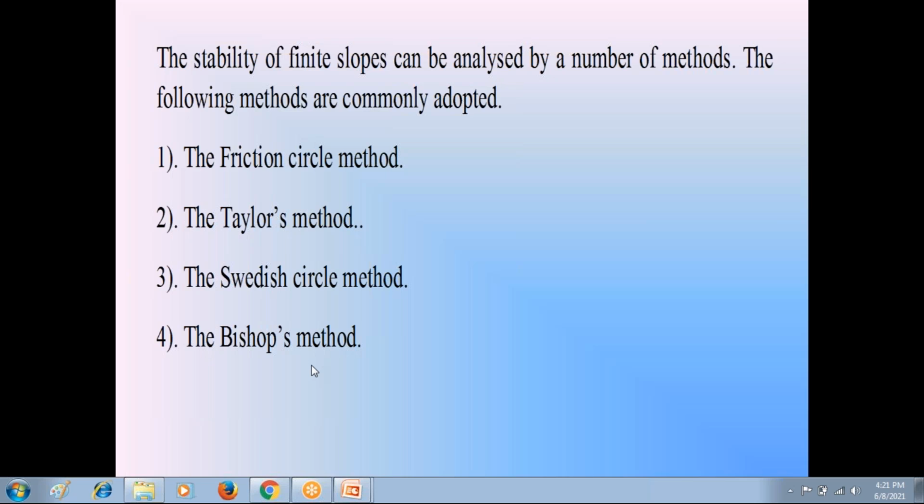Please remember, stability analysis of finite side slopes is the determination of the failure surface in the finite side slope. So the location of the failure surface in the finite side slope is called the stability analysis of finite side slope.